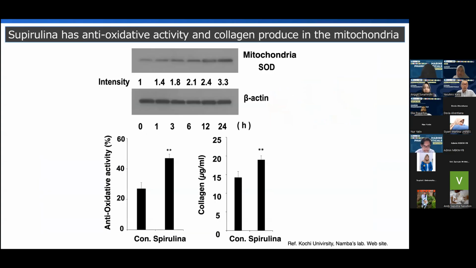So here I indicate that spirulina has antioxidant activity on mitochondrial activity. This is the intensity, and here is the control, and spirulina has high antioxidant activity compared to the control and other seaweed. Also, collagen productivity is higher with spirulina compared to the control seaweed. So maybe spirulina is useful for antioxidant medicine or for skincare, of collagen, by using spirulina material.